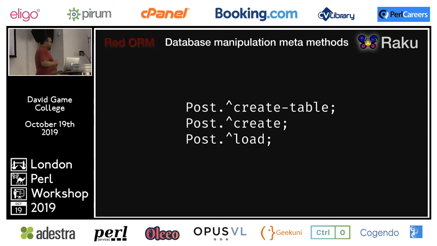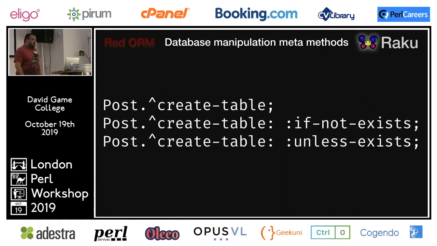Red also has a few meta methods that help you do your stuff with your models. Oh, something important is Red does not insert any method on your class or model. Every time you need to interact with the database, you should use a meta method. That's it. So a few meta methods that I'm going to show you are create-table, create, and load. First, create-table.